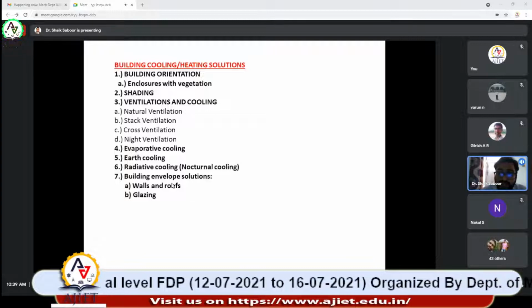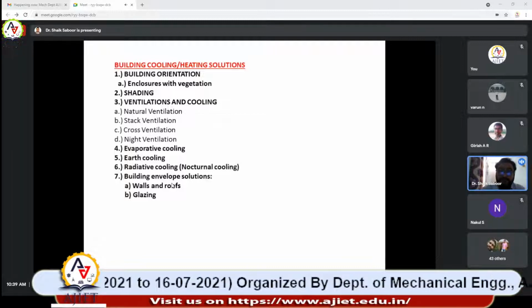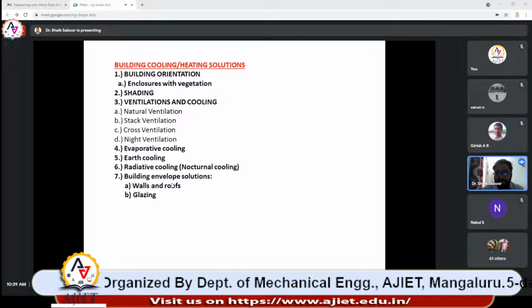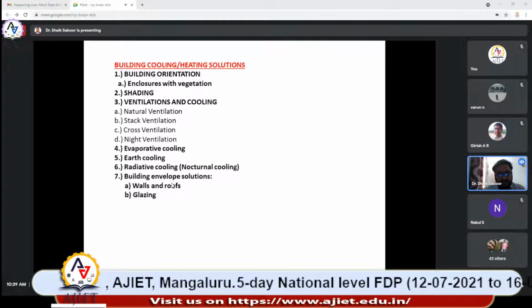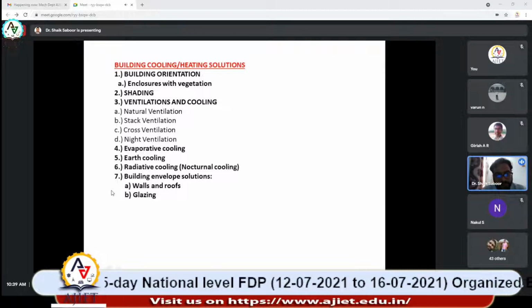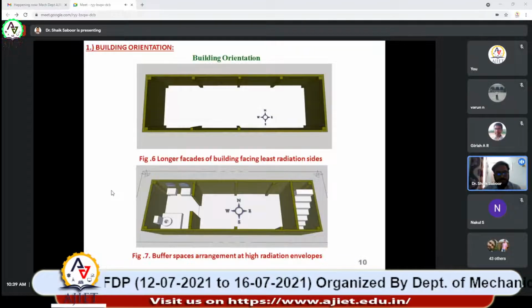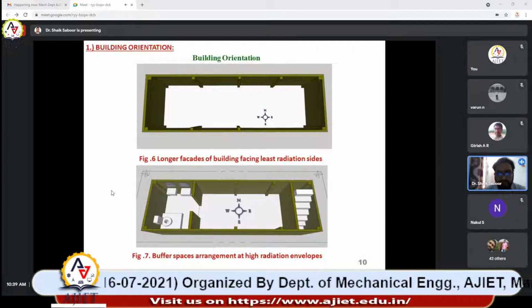If you are not using an air conditioner, then we should maintain at least comfortable conditions inside the buildings, so that the occupants inside the building will feel comfortable. Building envelope solutions we are also going to see in this particular topic. How should the building orientation be? That is also very, very important.